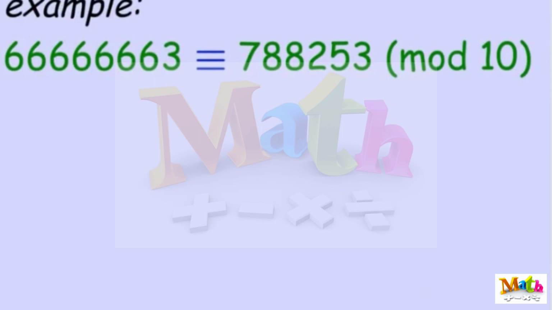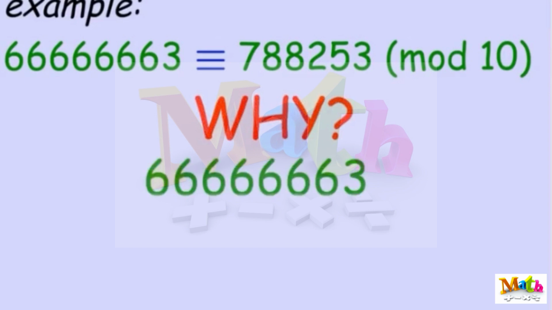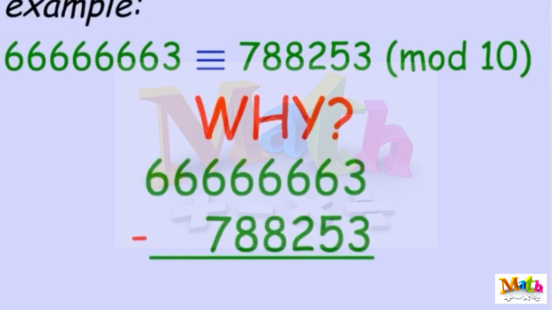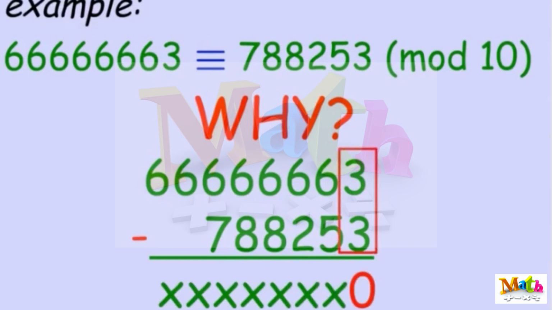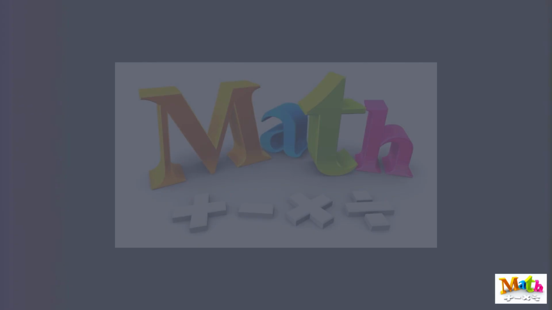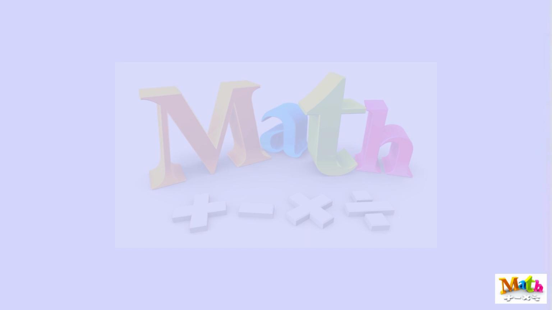Okay, an immediate application is that this number with a lot of 6's ending in a 3 is equivalent to 788,253 modulo 10. Now, why is that? Well, there's a very simple reason. If you think about subtracting the 6 number ending in 3 from the 7 number ending in 3, you can immediately see, without doing much of any of the subtraction, just do the low order digits. When you subtract these, you're going to get a number that ends in 0, which means that it's divisible by 10, and therefore those two numbers are congruent. It's very easy to tell when two numbers are congruent mod 10 because they just have the same low order digit.